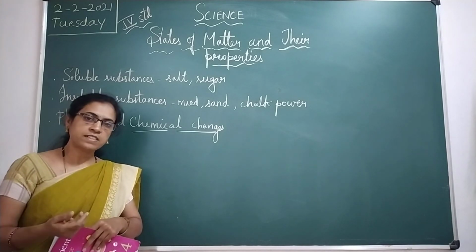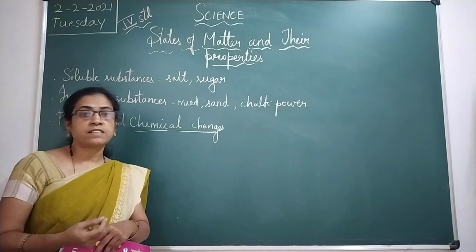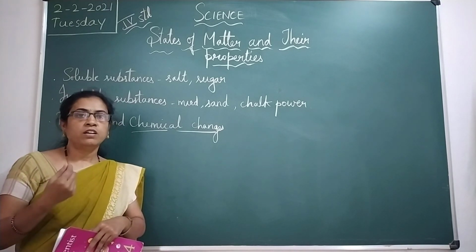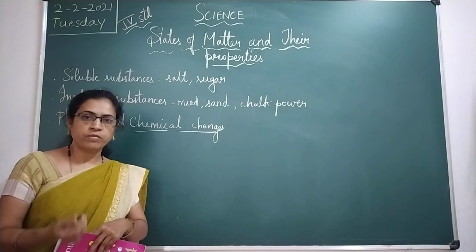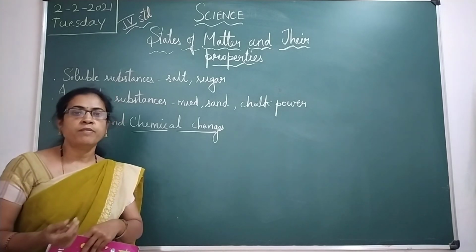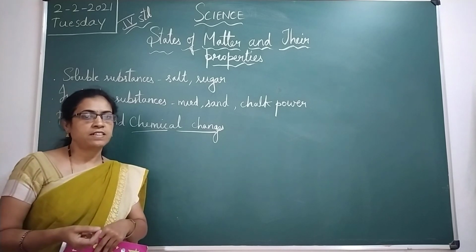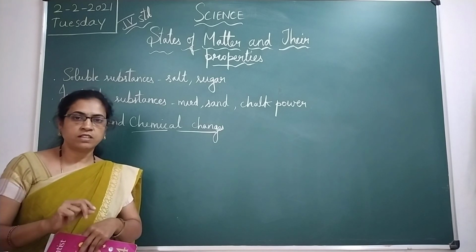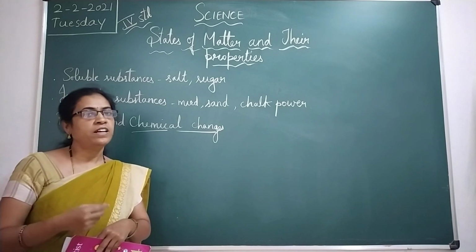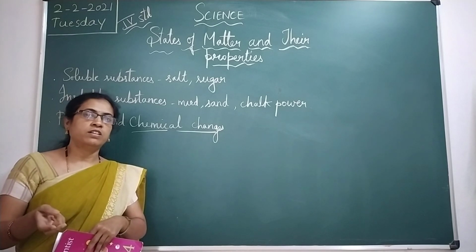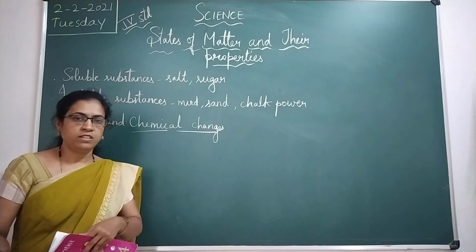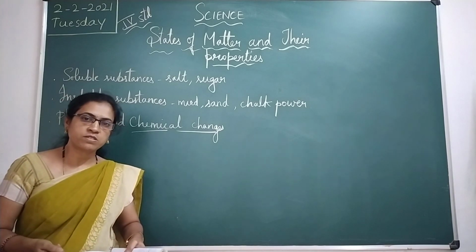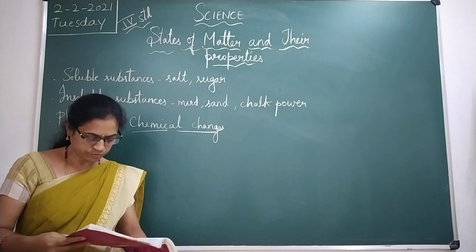Any change that results in a new substance is called chemical change. The new nails, after being made wet and kept outside in the open, get rusted. It is not possible to bring them back as they were before. So that is permanent and irreversible. You cannot reverse it like a physical change. That is the difference. Any change that results in the formation of a new substance is called chemical change.